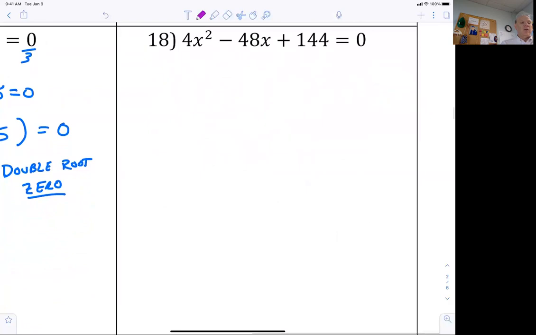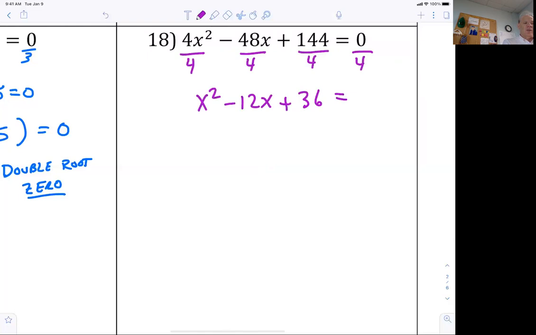Now, I want everybody to take a look at this. All right, GCF is what? 4. Now listen, I need everybody to hear me on this one. All right, 4 is a constant. It has no variable. So how you handle this is literally you're dividing the equation by 4. All right, when you divide the equation by 4, it makes the factoring much easier. So now this becomes x squared minus 12x plus 36 equals 0.